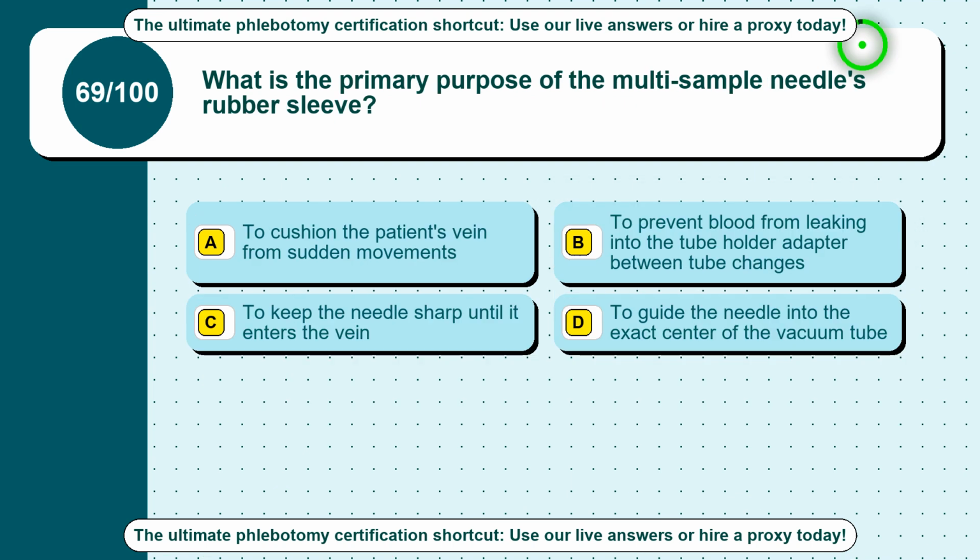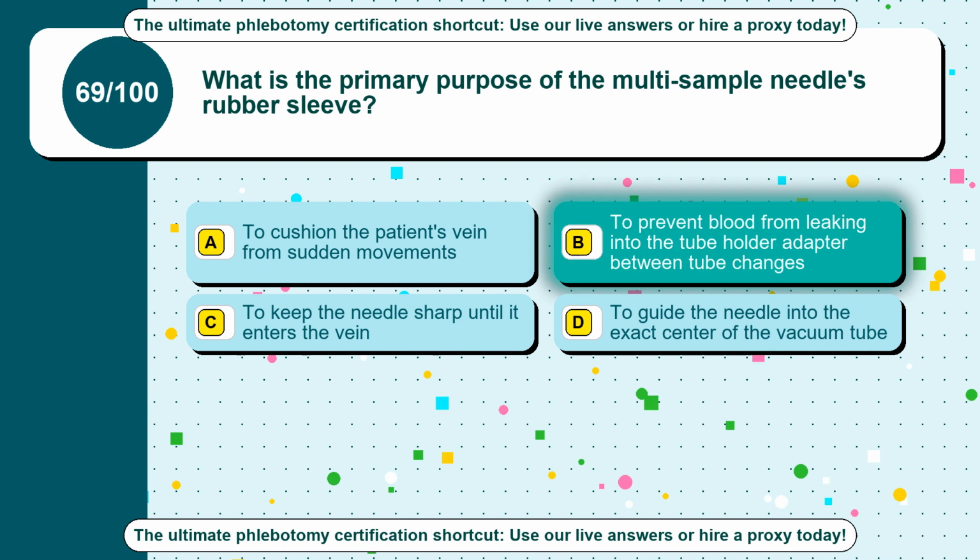Question 69. What is the primary purpose of the multisample needle's rubber sleeve? Option A, to cushion the patient's vein from sudden movements. Option B, to prevent blood from leaking into the tube holder adapter between tube changes. Option C, to keep the needle sharp until it enters the vein. Option D, to guide the needle into the exact center of the vacuum tube. The correct answer is option B, to prevent blood from leaking into the tube holder adapter between tube changes.